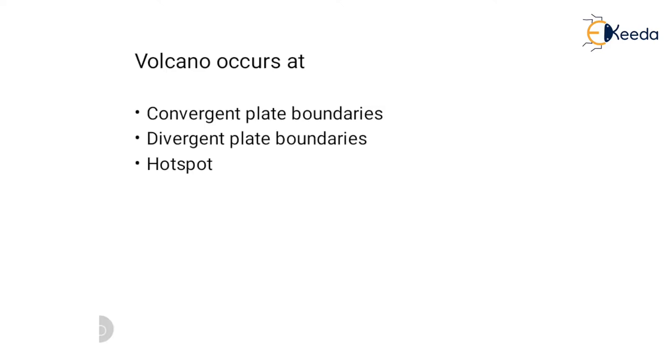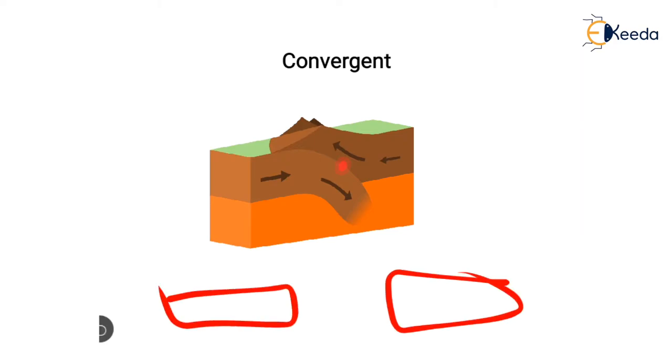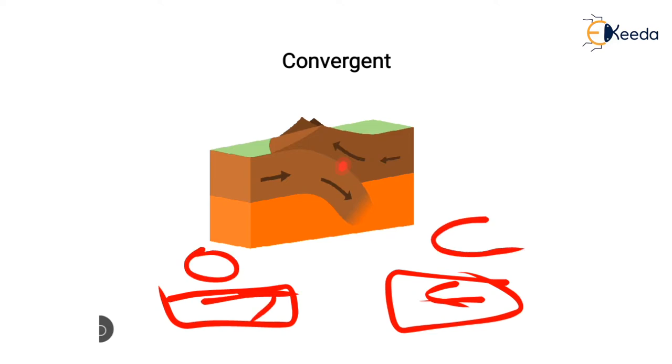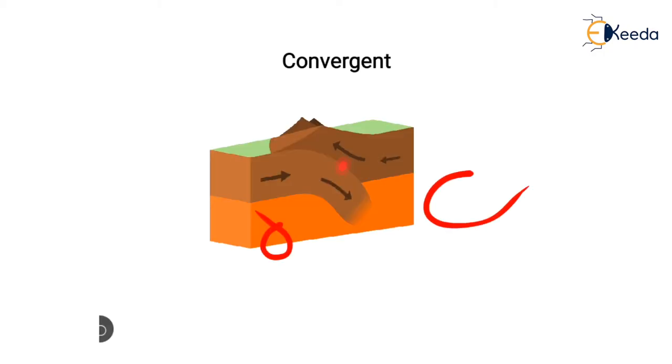Next are a few causes of the volcano: convergent plate boundary, divergent plate boundary, and hotspot. See, these are the two plate boundaries. Convergent plate boundary is where two plates are moving towards each other. If it is an oceanic plate and a continental plate, then the oceanic plate is subducted under the continental plate. See here, this is the oceanic plate and this is the continental plate.